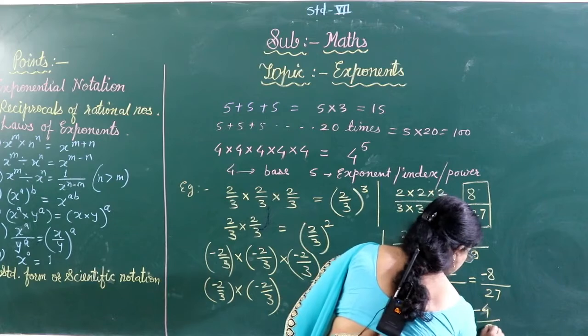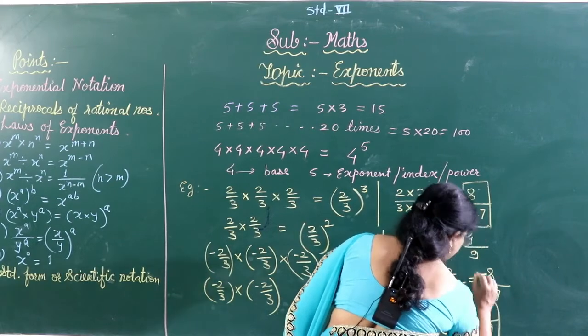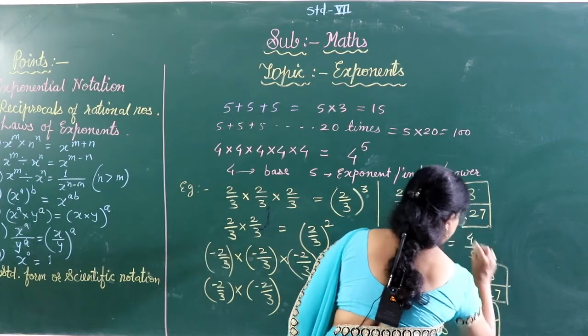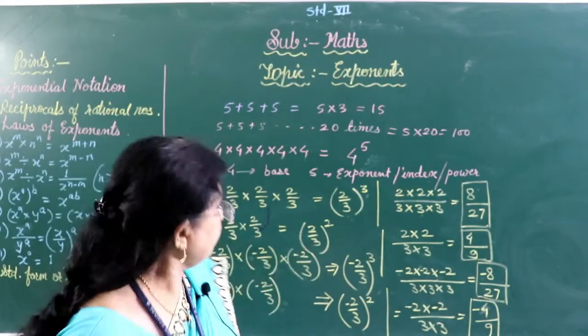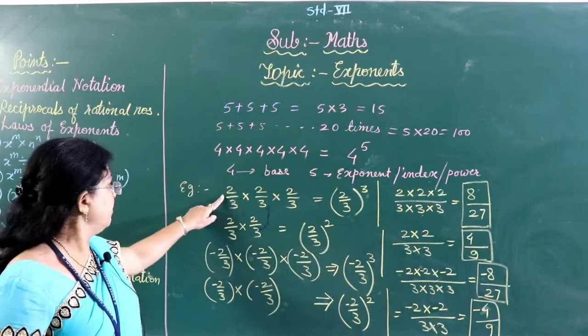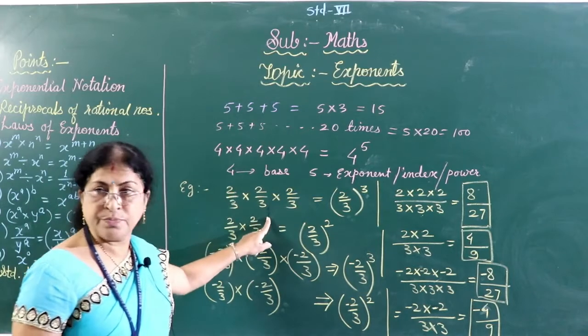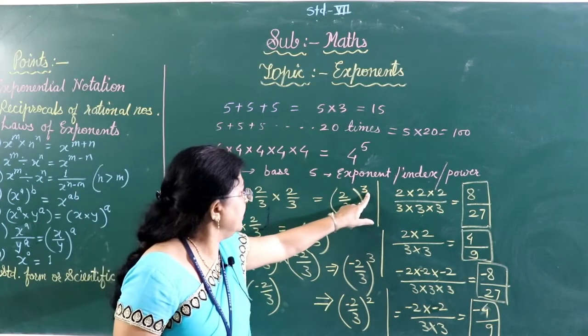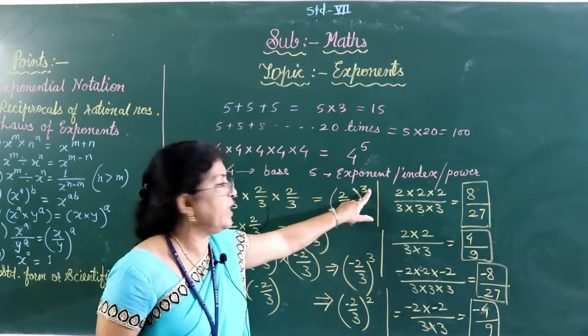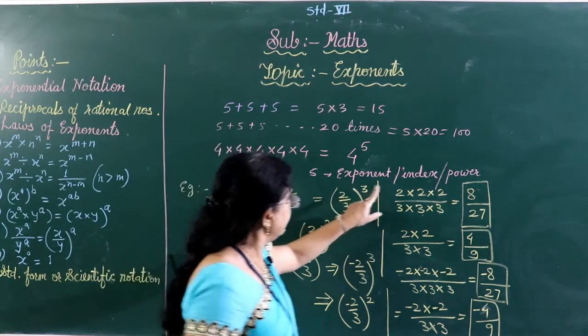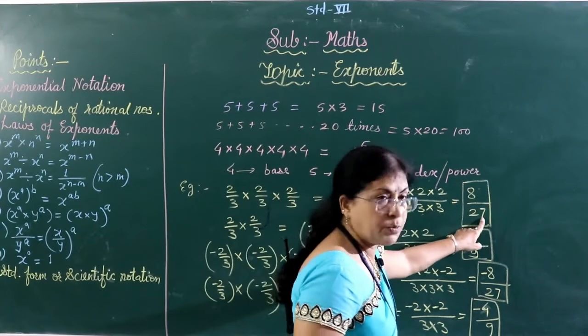And 3 3s are 9. Now compare all these answers, okay? Compare all the answers. See, I will tell you. Here the rational numbers are positive and the exponent is an odd number, but the answer is positive.